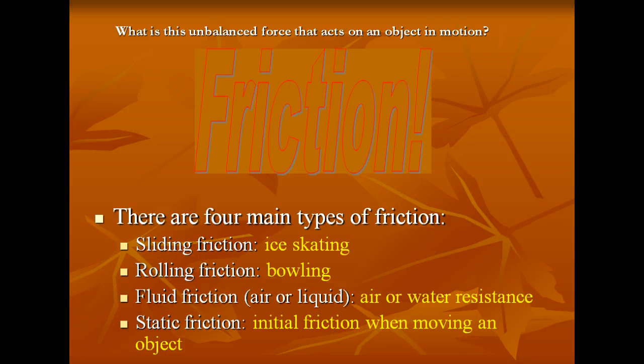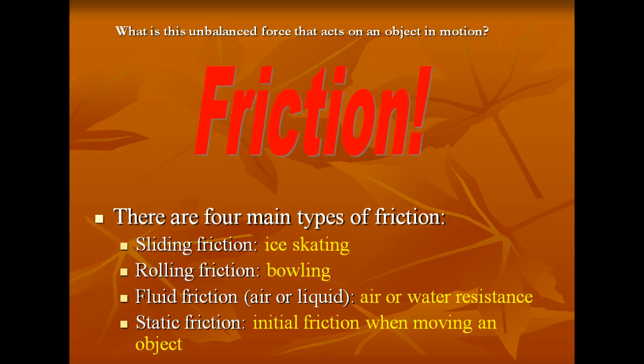There are four main types of friction that we talk about. Sliding friction is like ice skating. Rolling friction is like bowling. Fluid friction, that's air or water resistance. We'll talk about that a little bit. And then static friction, that's the initial friction when moving an object. Before you move a desk, initially it is not moving. The force it takes to get that desk moving is overcoming that static friction.